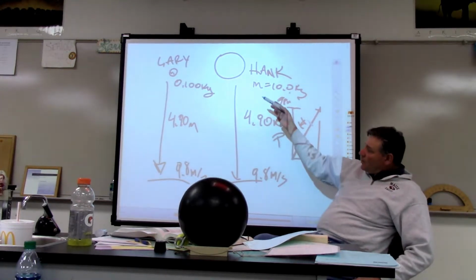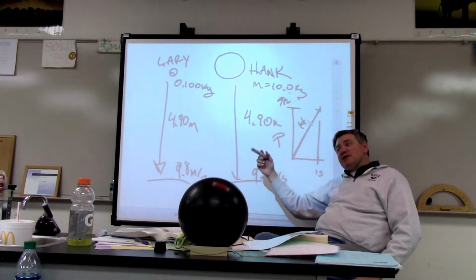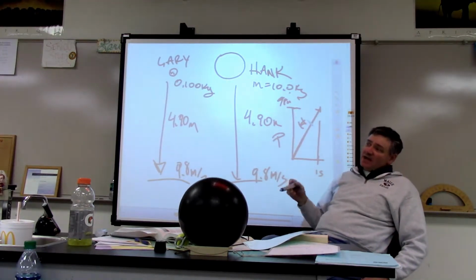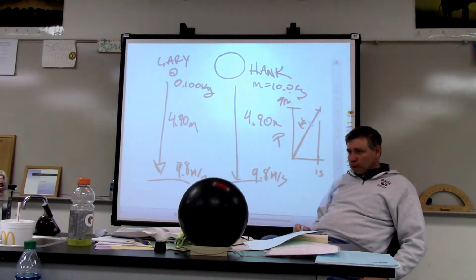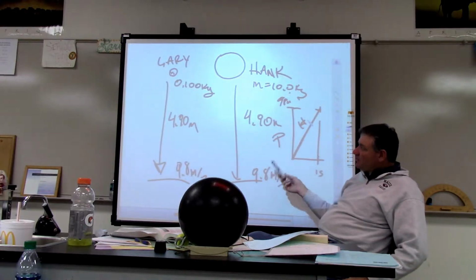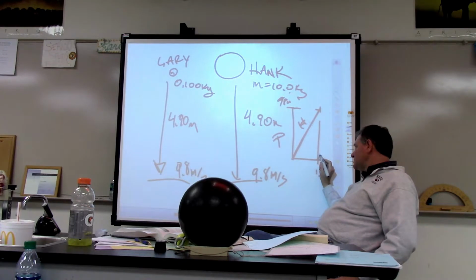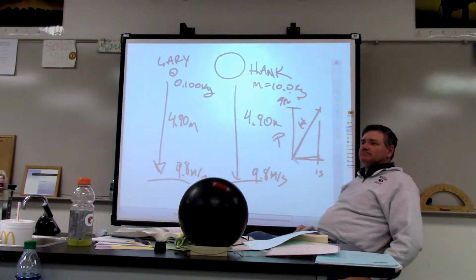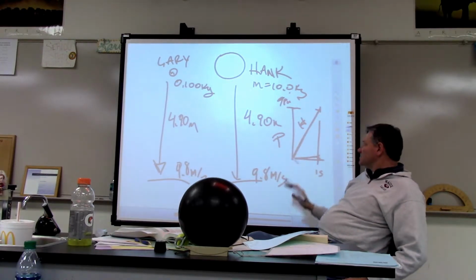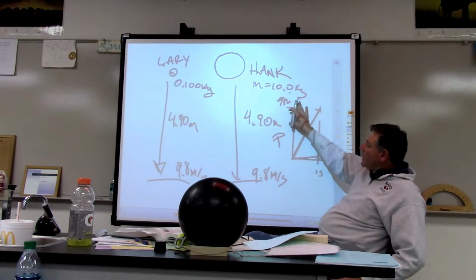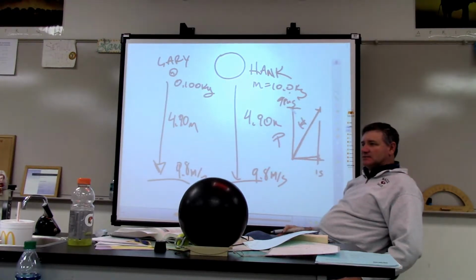Now, when Gary lands, is Gary going to be going 9.8 meters per second? But is Gary going to have as much momentum? No. Okay. How much momentum is Gary going to have? 0.98. So he's going to have a lot less momentum. So Gary's out here at 0.98. Hank's up here at 98 Newton seconds.